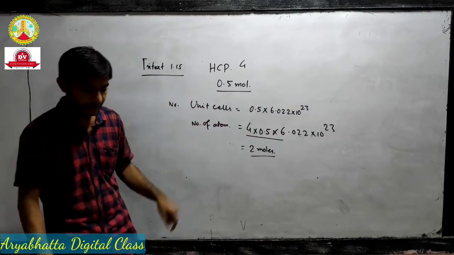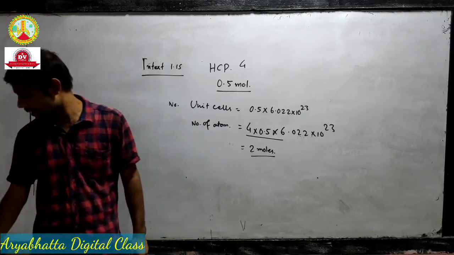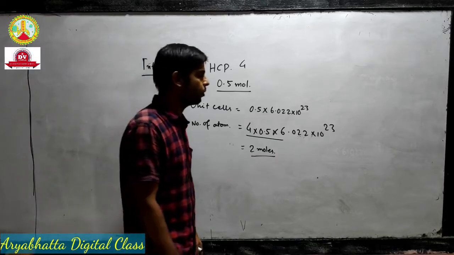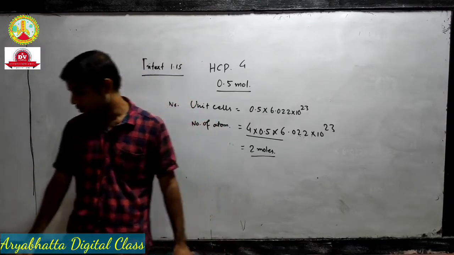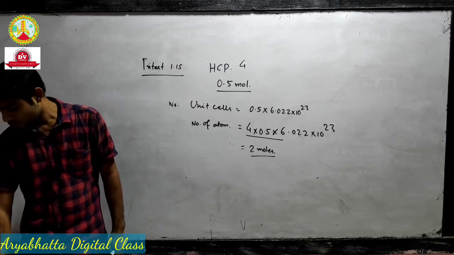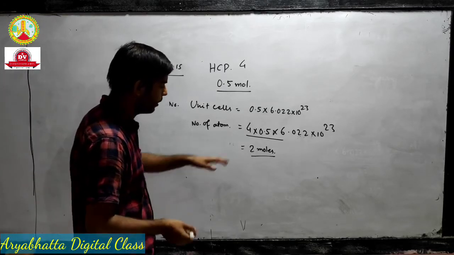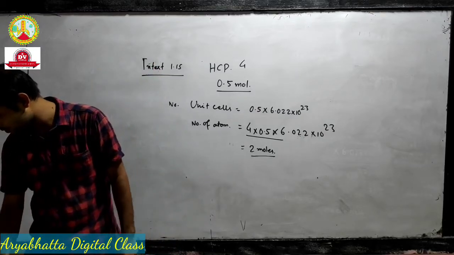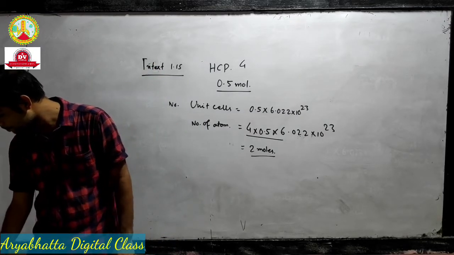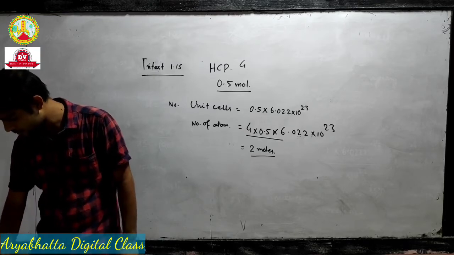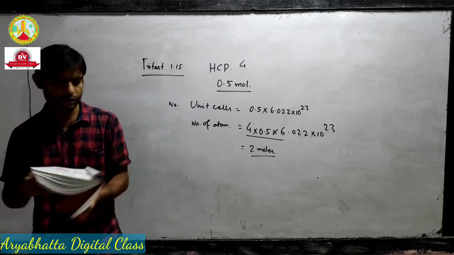Out of these 2 moles, we know that if n is the number of spheres in an arrangement, then the number of tetrahedral voids is 2n, and the number of octahedral voids is n. So the tetrahedral voids are double, so it will be 4 moles. Now what is the next question?